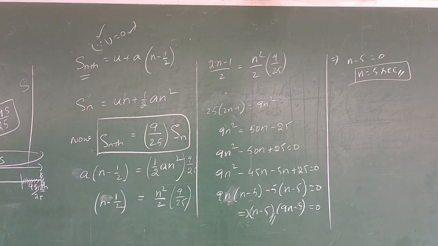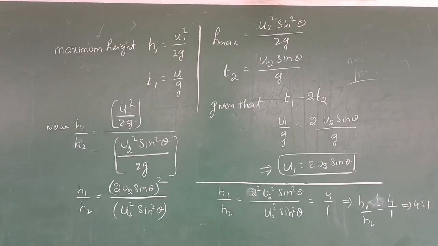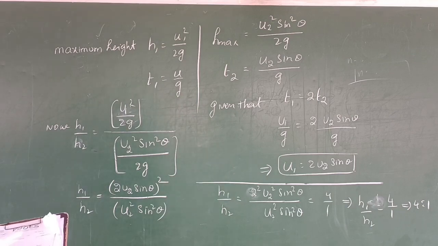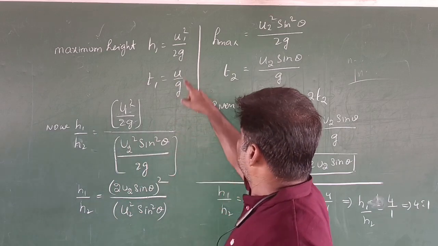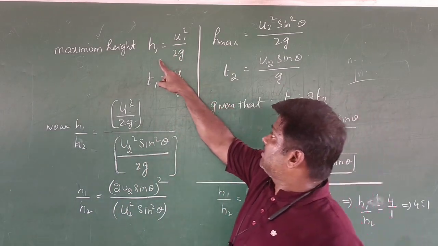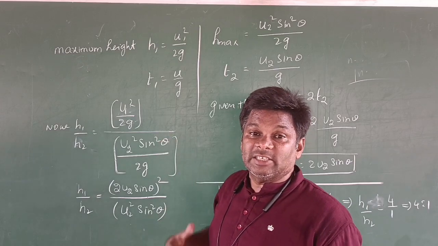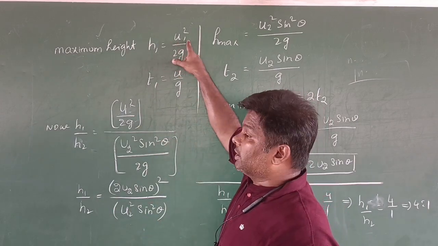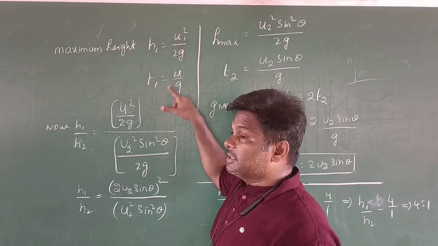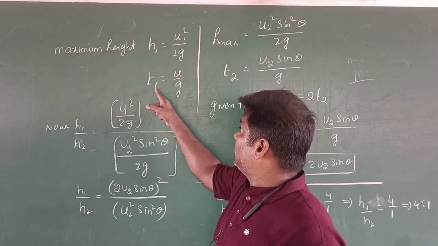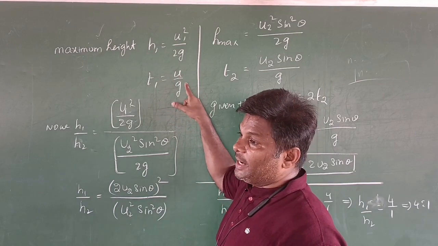We'll go for the next sum. In our next sum, that is the last sum of this worksheet, a body of mass m thrown up vertically with a velocity v1 reaches the maximum height h1 in t1 seconds. For that the formula is maximum height h1 is equal to u square by 2g. Since it is the first body, you write u1. And this is the time of ascent, T1 is equal to u by g.